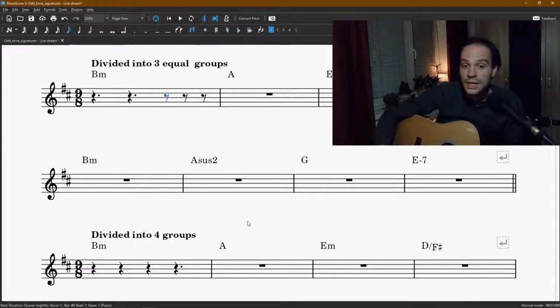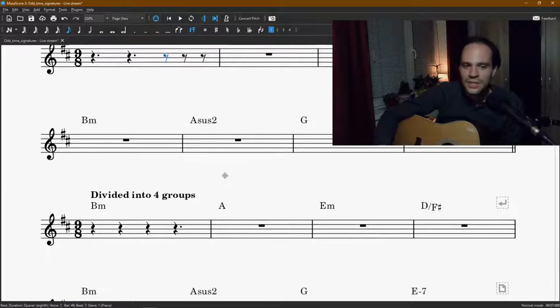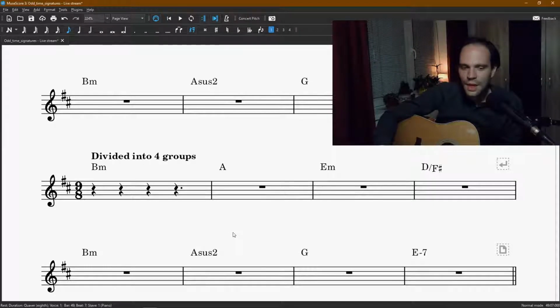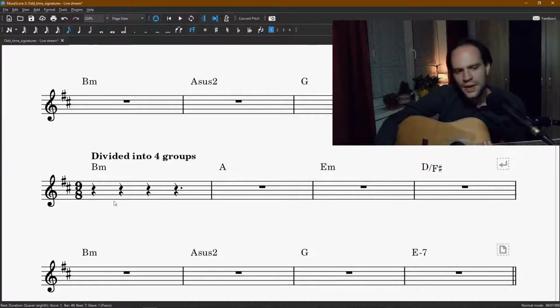So now we're going to get to the interesting part of 9/8, because we don't have to divide it into equal groups of 3. Like we did with the 7/4 and with the 5/8, we can actually play with the grouping, and that's the whole idea. In this example, I divided the 9/8 into 4 groups, but of course they cannot be equal. So I divided 9/8 into 3 groups of 2/8 notes and 1 group of 3/8 notes. If I would count it, it would be like this: 1, 2, 1, 2, 1, 2, 1, 2, 3.